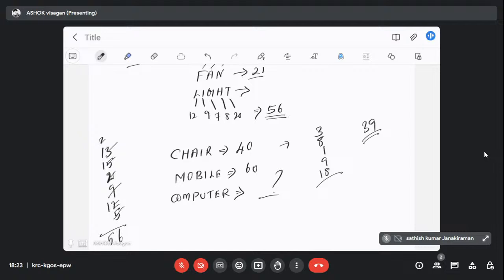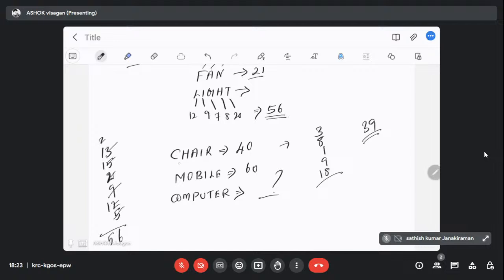So if you use that on computer, you won't get the answer, because the same kind of logic should be used in both the words chair and mobile. After that, we will do this kind of thing repeatedly. We'll check with the reverse number of the alphabets like that. After a certain point, we'll come to the conclusion.